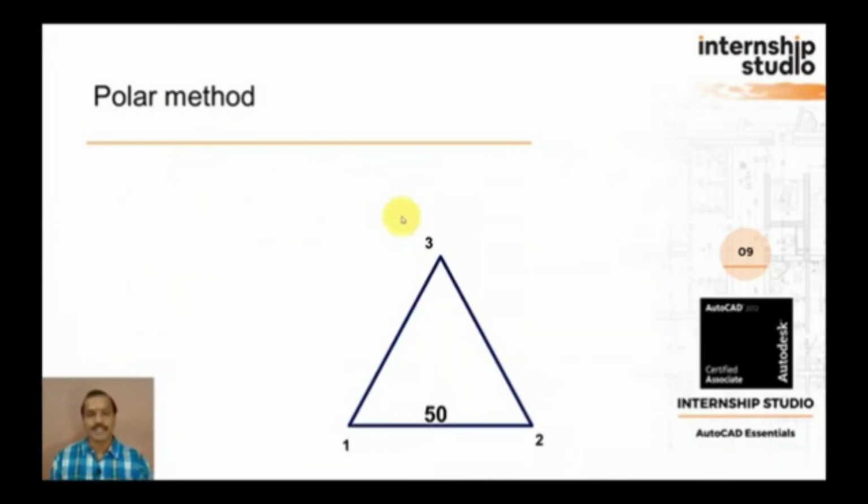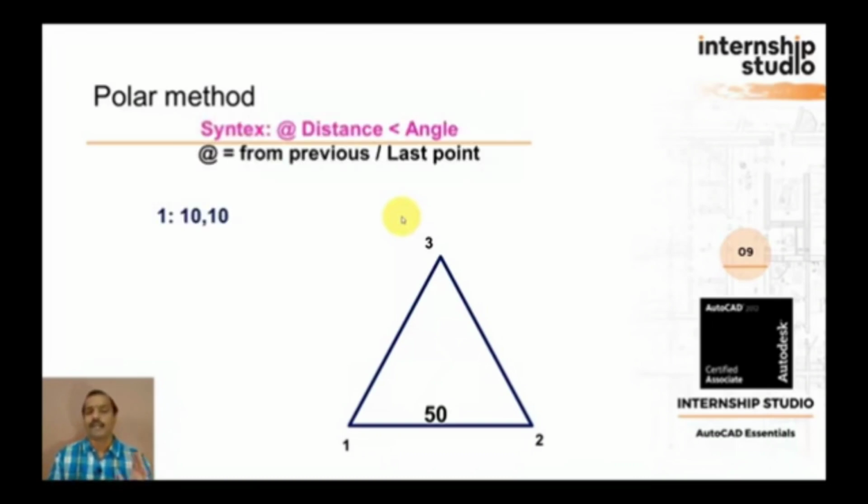Now, let us take this triangle. It is an equilateral triangle. All sides are 50 mm. As usual, it needs 3 points. The first point I am giving: 10, 10. What is the second point? I'm using the polar method. From the first point to the second point, the distance I know. I'm going to draw the line from left to right. So easily I can specify at the rate of 50 in the direction of 0 degree.